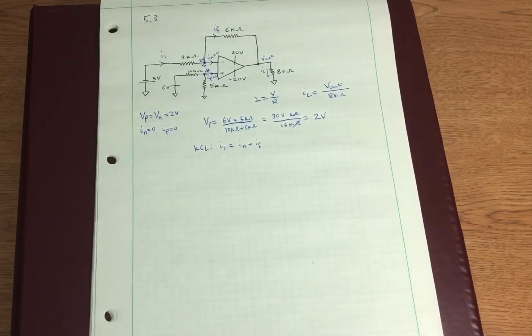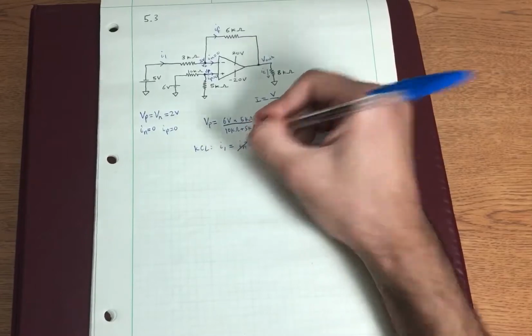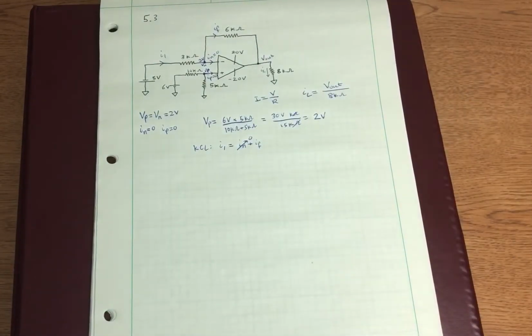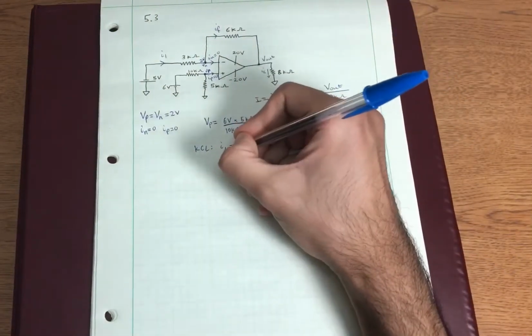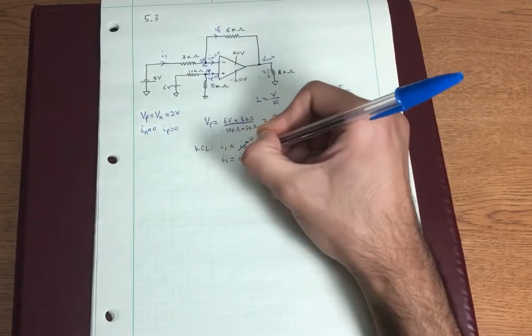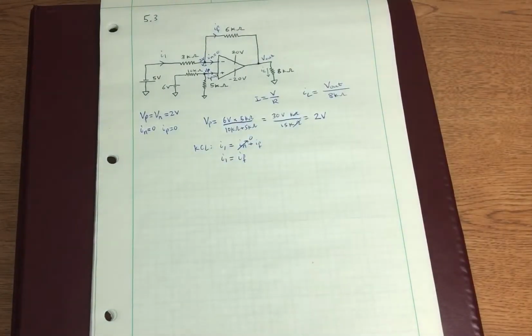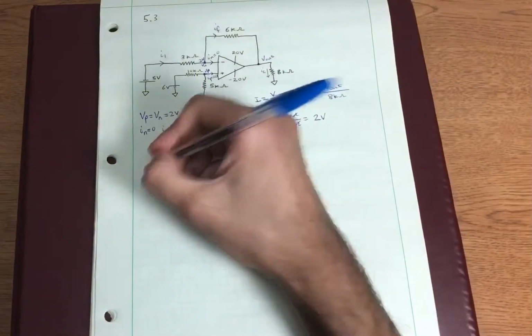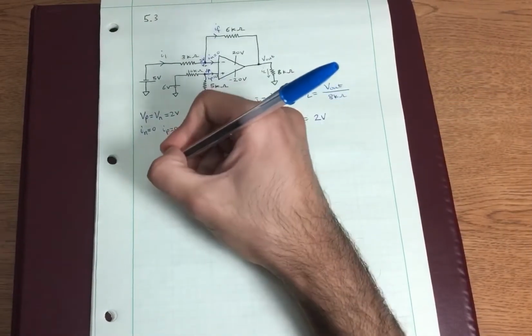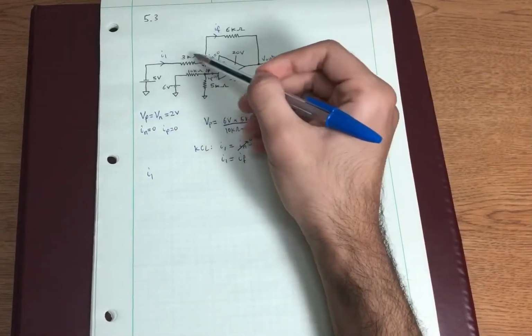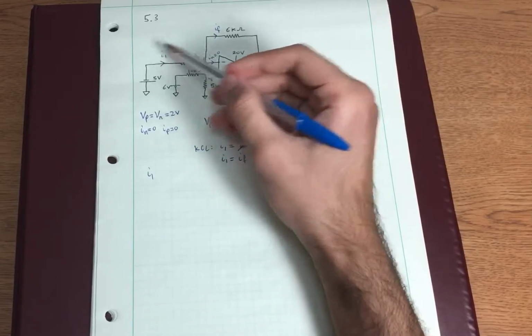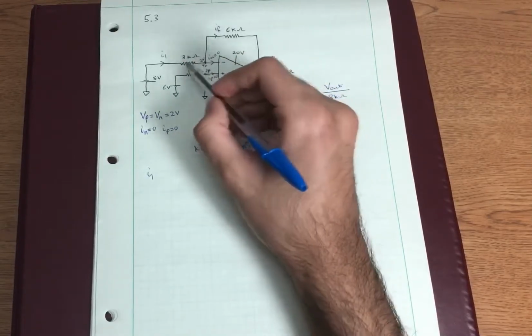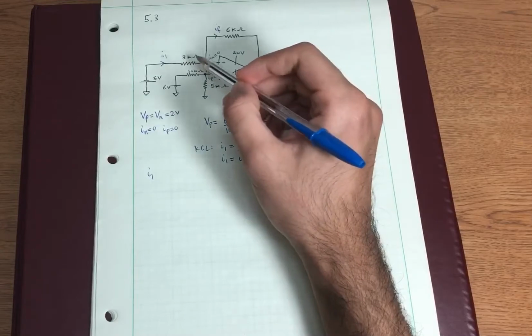And we know from our ideal op-amp equation that IN has to equal 0. So now we're left with I1 is equal to IF. And let's go about calculating these now. So I1 is the current going through this 3 kilo ohm resistor, which would just be the voltage across this resistor divided by the resistance.